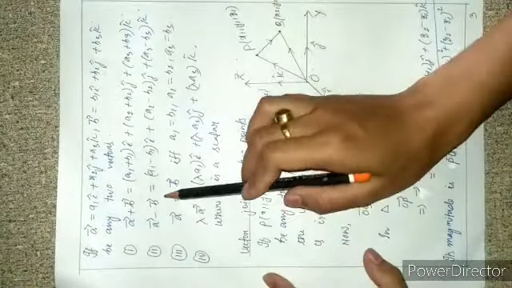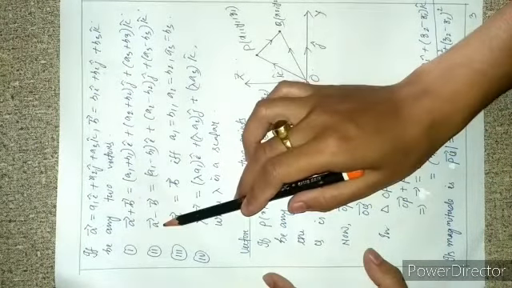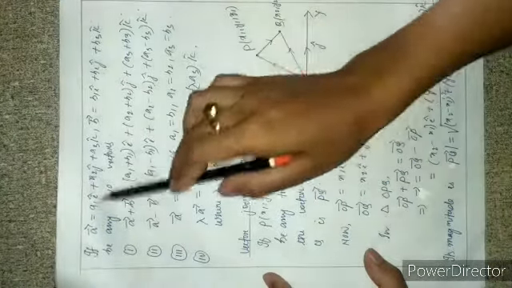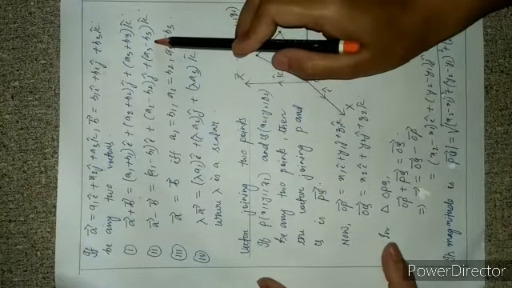Number 2, A vector minus B vector. We can find the difference of any two vectors A and B by subtracting the corresponding components: A1 minus B1, A2 minus B2 and A3 minus B3.